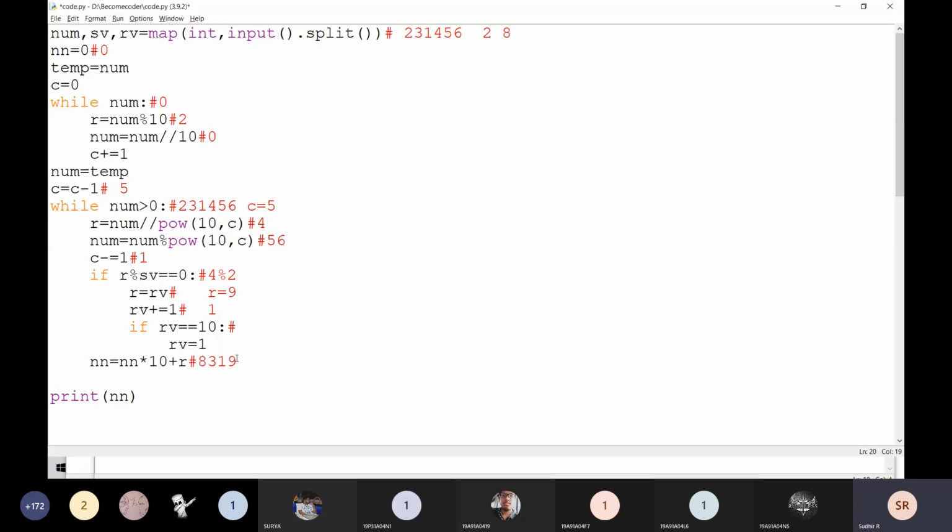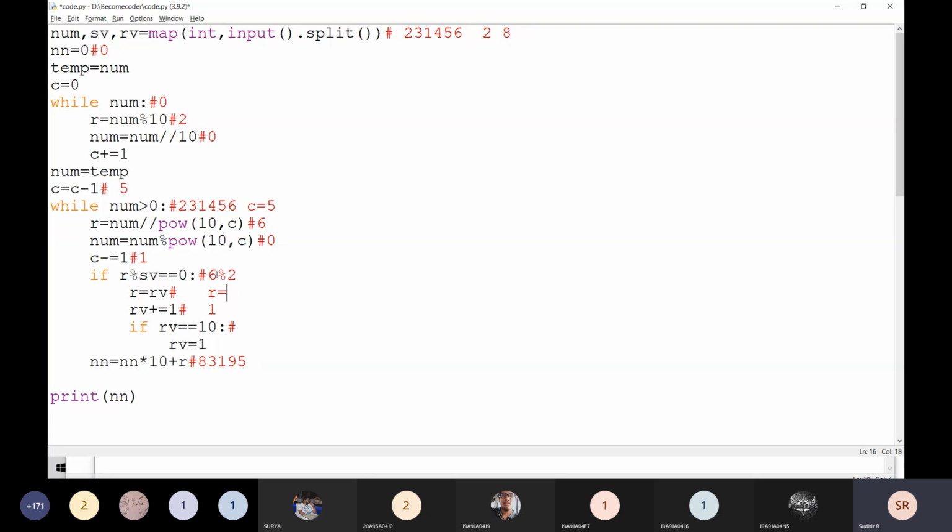Is it clear? The next value is going to be 5 and this is going to be 6. And then is 5 divisible by 2? No, 5 is not divisible by 2. Then simply it is adding 5 here. The next value is 6 and it becomes 0. Is 6 divisible by 2? Yes, 6 is divisible by 2.